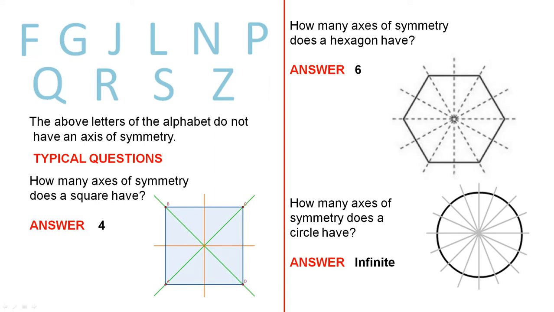So this video has introduced us to the idea of line symmetry, where if we have an object and we draw a line through that object, the line cuts the object in half so that each half of the object is a mirror image of the other. We can say that that object or shape has line symmetry. And the actual line that cuts the object in half, whether it's one or more lines, is called an axis of symmetry.